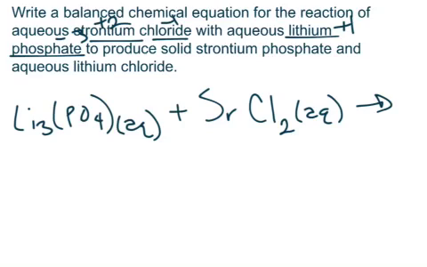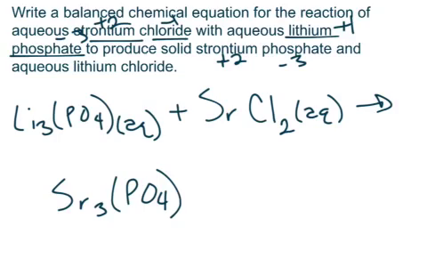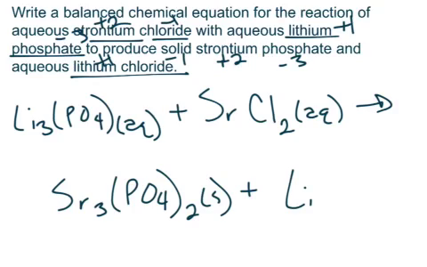On the other side, this is a double replacement, so we're switching the metals, but the charges stay the same. So strontium is +2 on both sides. So we're going to end up with Sr3(PO4)2, and it says this is solid, which we call a precipitate. And then lithium chloride, that's +1, -1, so LiCl is aqueous.